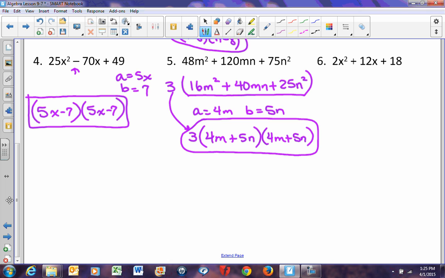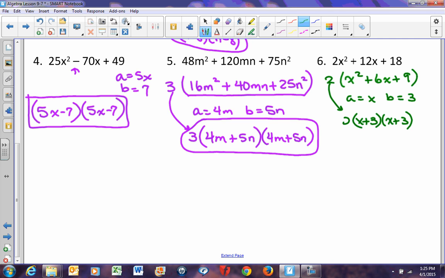If we look at number 6, we have the same thing. The first term is not a perfect square, but we can divide everything by 2. If I divide everything by 2, I'm going to get x squared plus 6x plus 9. My first term, a is x, my b term is 3. 3 times x is 3x, times 2 is 6x. It's a perfect square trinomial. Everything is added, so it's an x plus 3 times x plus 3. And don't forget we had a 2. Again, you can factor using the method we learned in 9-6. It will just take a lot longer. This is a lot faster if you figure it out.